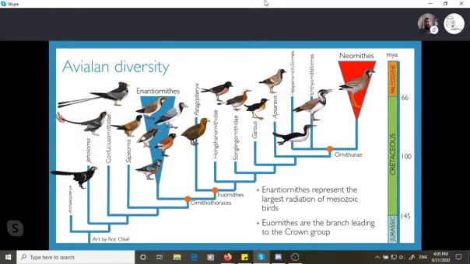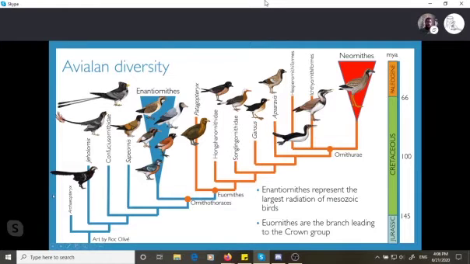Amongst them, the largest radiation is represented by the Enantiornithes, which are found globally. They show a great range of different ecologies, but they went extinct at the end of the Cretaceous in the KPG extinction. The Euornithes, which other authors call Ornithuromorpha, represent the branch leading to the origin of modern birds. They show a progressive acquisition of modern bird-like features, but we still don't have a good idea of the phylogenetic relationships between these kinds of birds, particularly close to the origin of modern birds.